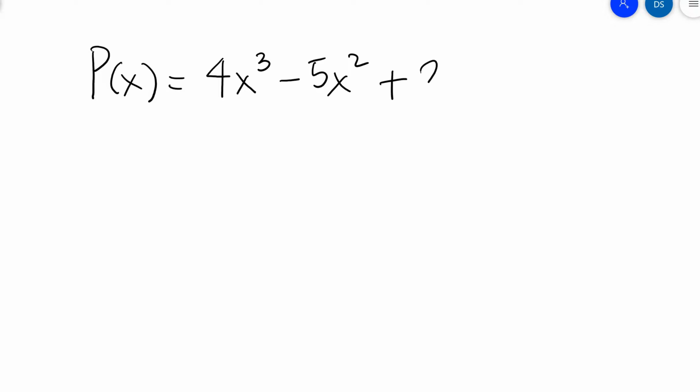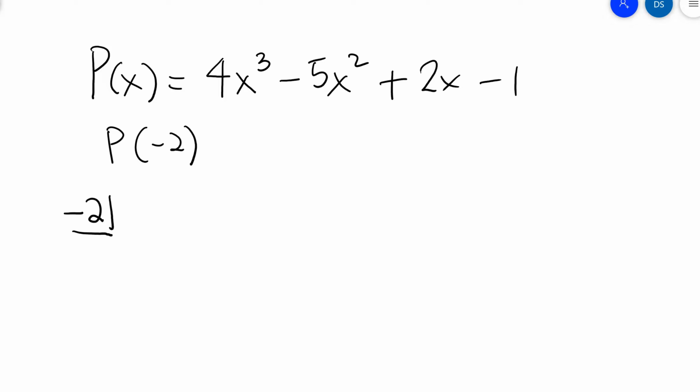Okay, so we're looking at a polynomial function, and we're going to find the value of that polynomial function at a given x value. So what we mean by that is, what is p of -2? We're going to use synthetic division.